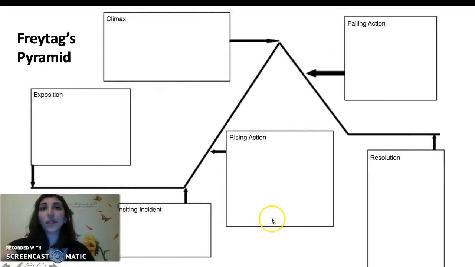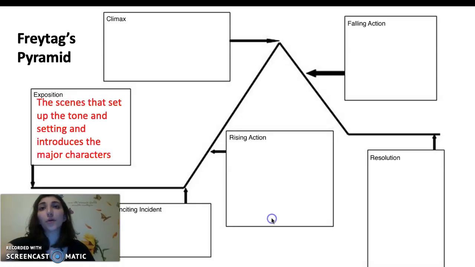So the first element is the exposition. The exposition is the scenes that set up the tone and setting of the story and introduces the major characters. There isn't much excitement in this portion as it is all about setting up the story, where it's going to be, who we're going to follow, and what is the mood of the story. Notice that there's not much tension because the tension comes from the inciting incident.